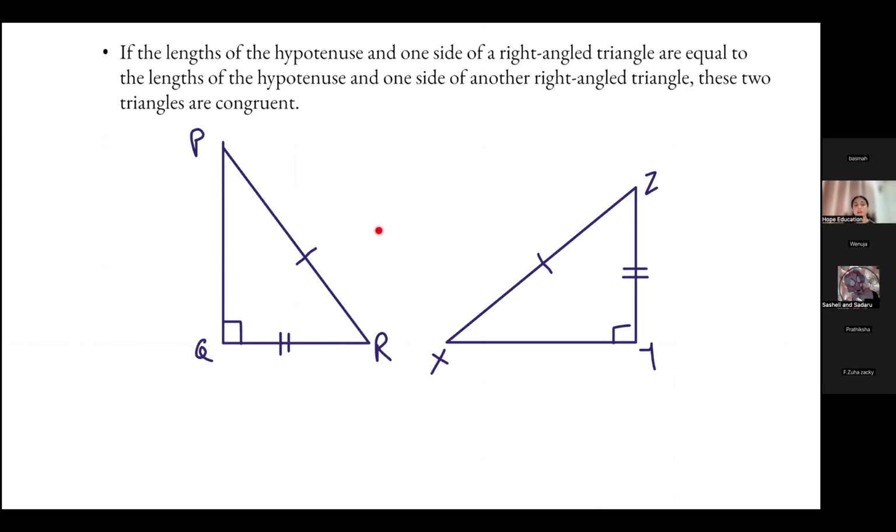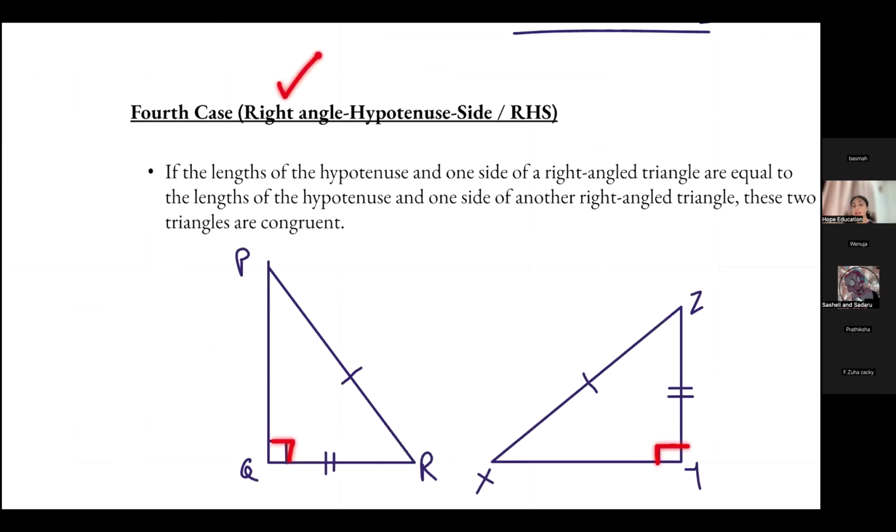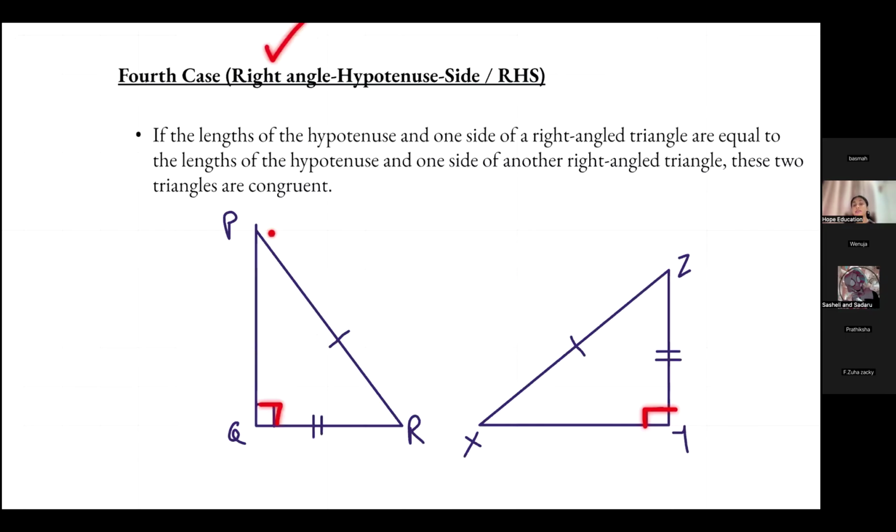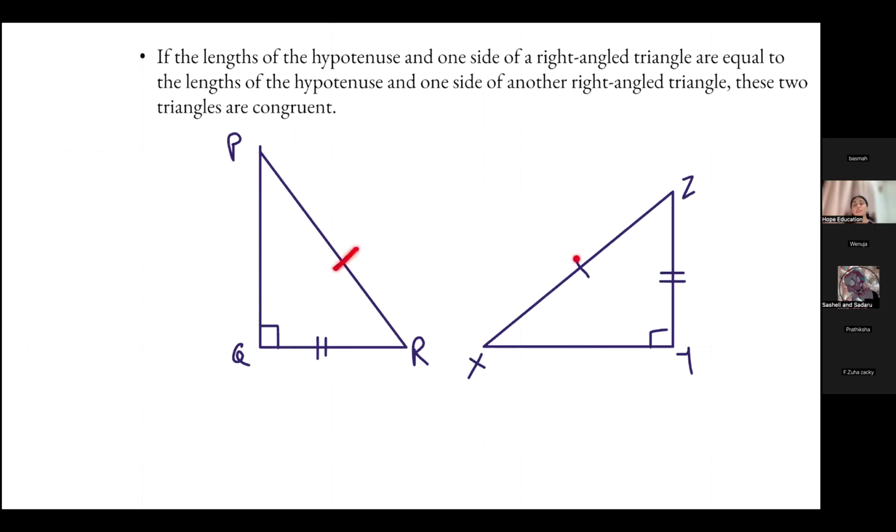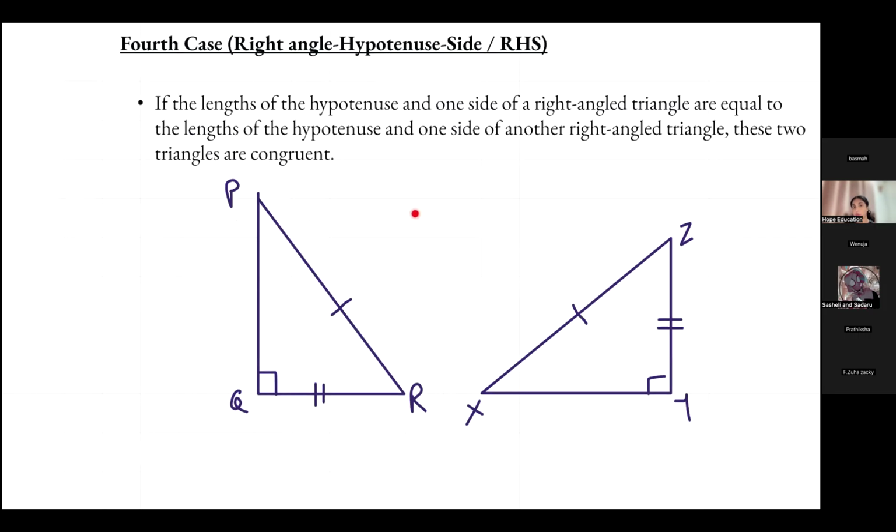So, both these triangles have a right angle. So, the right angle part is okay. Both these triangles have a hypotenuse and the hypotenuses are equal. In PQR, PR is the hypotenuse. In this one, XZ is the hypotenuse, and we can see that they are equal. So, in both the triangles, the hypotenuse is also equal. It has to be equal.